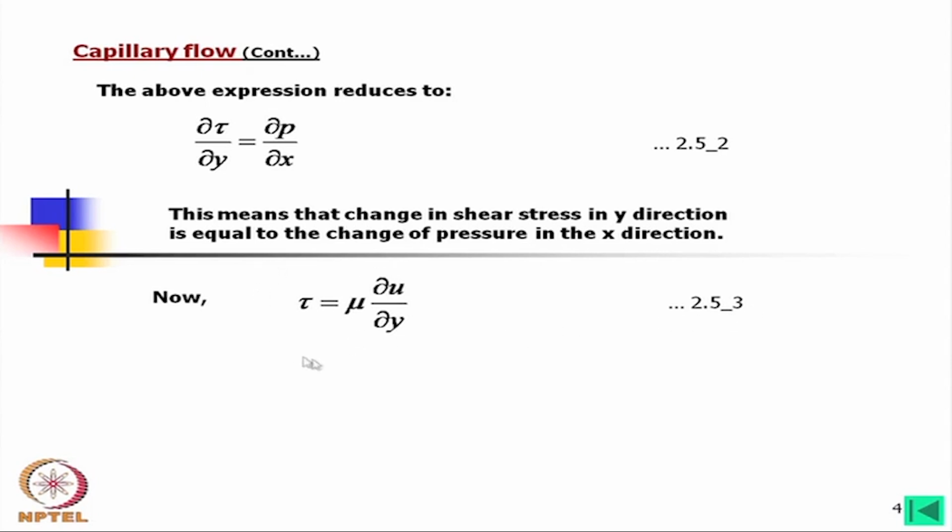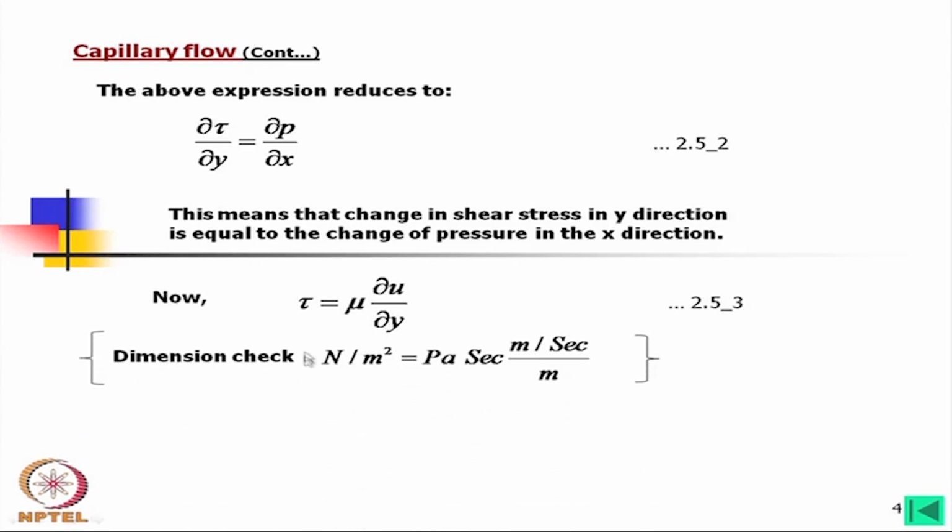Now, this is again from the theory of shear stress in fluid. The shear stress is given by mu del u by del y, where mu is known to us, which is the dynamic viscosity. If we check the dimension, this is Newton per meter square, pascals. So, mu is given in Pascal seconds and this is meter per second by meter. So, this is pascals, meaning Newton per meter square.